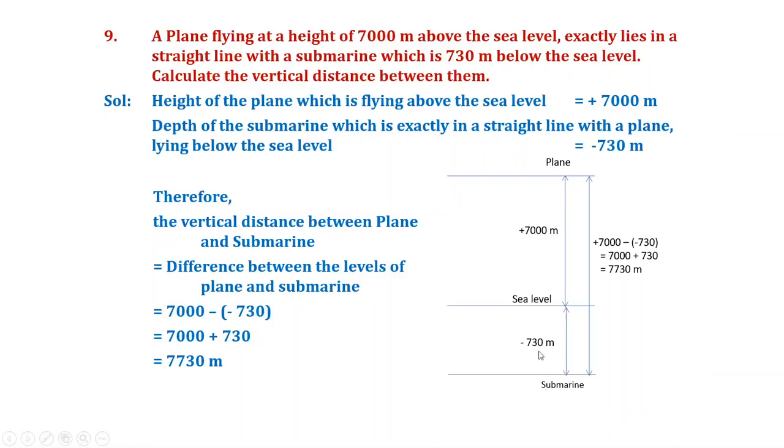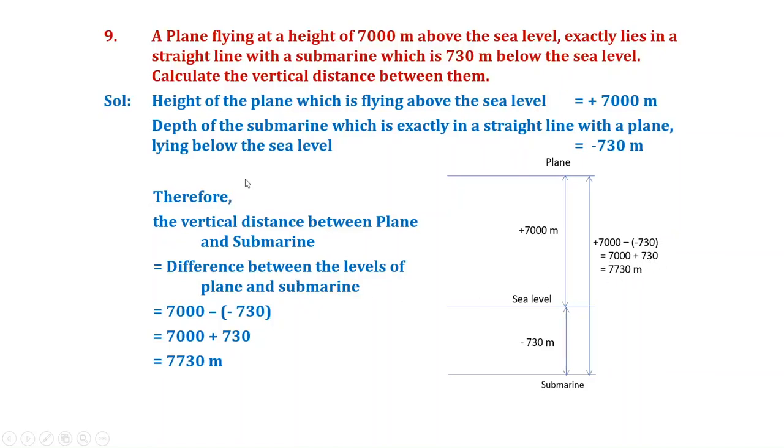So here, what is the smaller number? 730. What is the bigger number? 7,000. So 7,000 minus of minus 730. Here, observe, I am subtracting minus 730 from plus 7,000. Subtraction of any two numbers means first you have to convert it as addition and convert the second number to its additive inverse. So 7,000 plus 730, which is 7,730 meters.